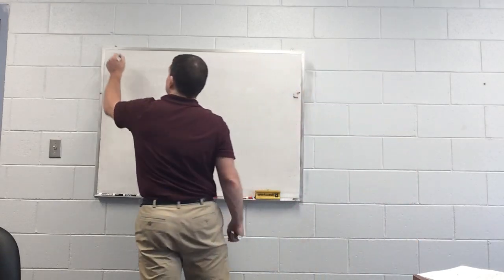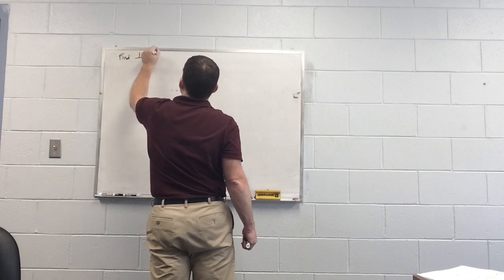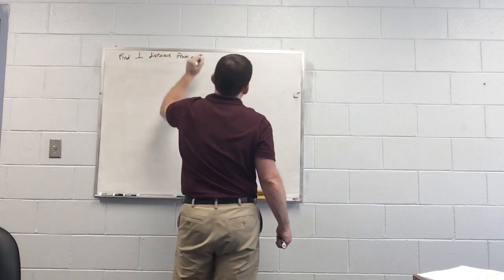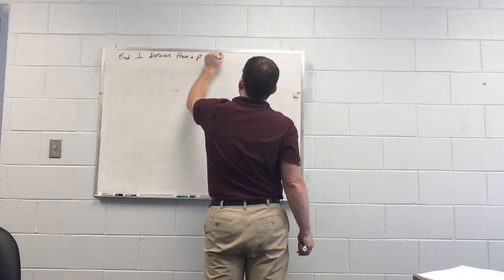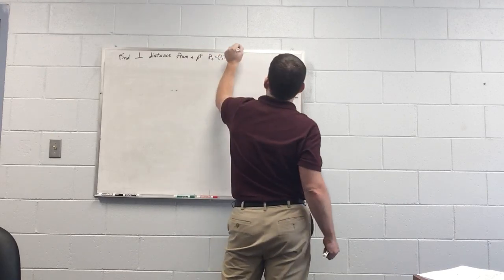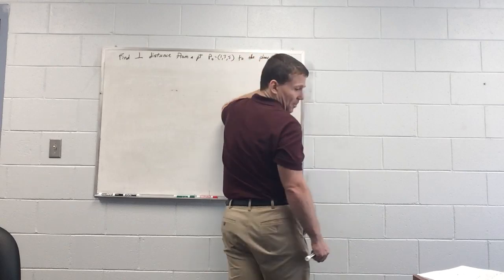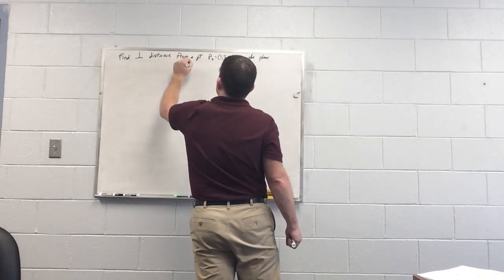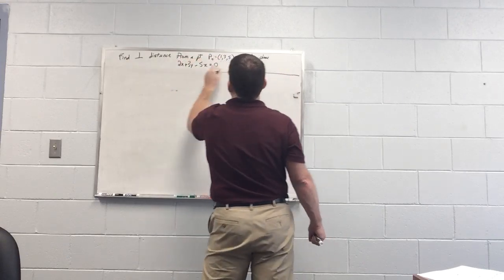So first off, find the perpendicular distance from a point P sub 0 equal to the point (1, 3, 5) to the plane 2x plus 3y minus 5z equals 0.